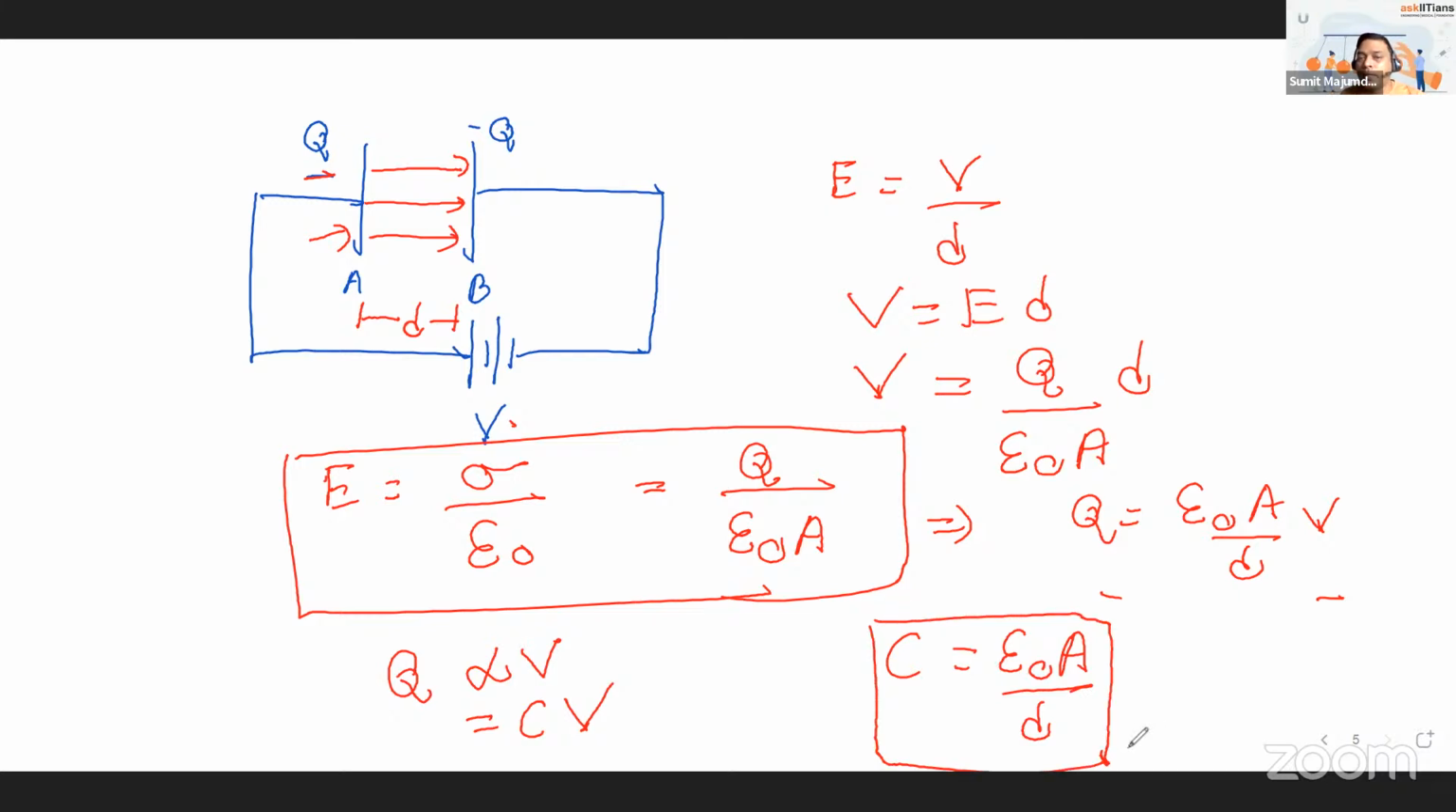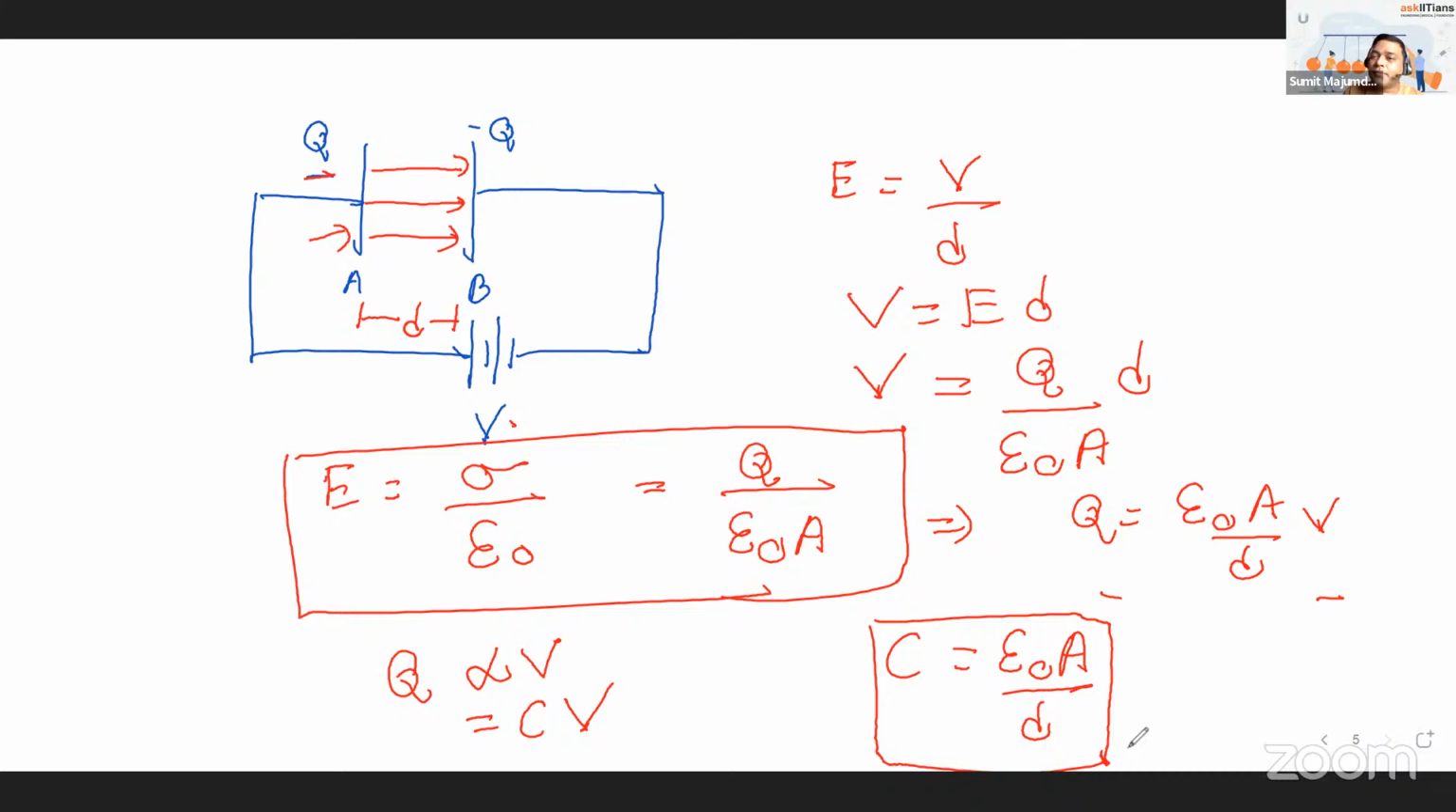Now, mind you, here we are assuming that there is only air present between the two plates. Because there is only air, we have taken it as epsilon naught. If it also asks you to modify this expression to take care of the dielectric also, what will you do?